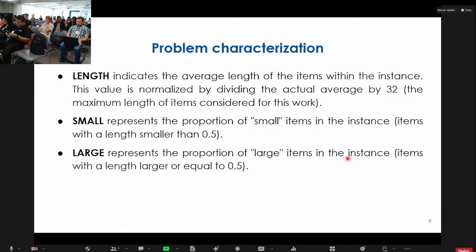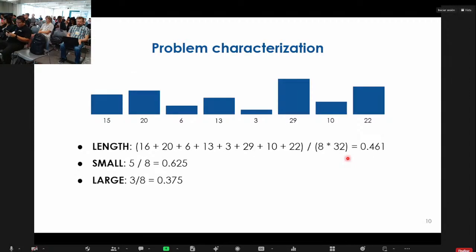For the problem characterization, we also consider the length, which indicates the average length of the items within the instances. The value is normalized by dividing the actual average by 32. The small represents anything smaller than 0.5, and the large, the proportion that is larger than or equal to 0.5. This is an example of how we can see the characterization: the length, the small, and the large.